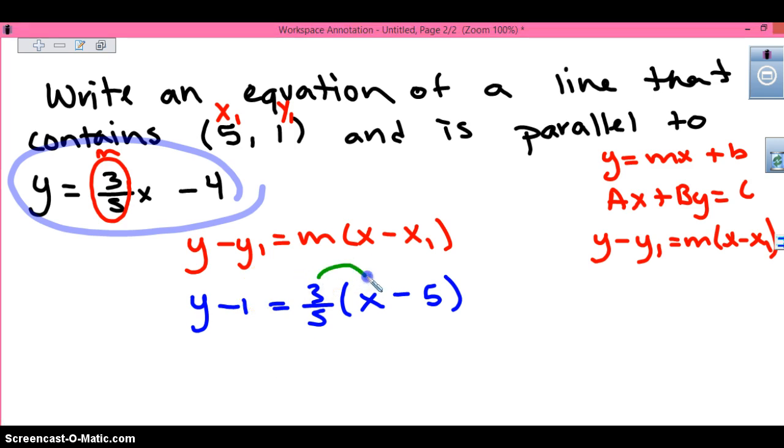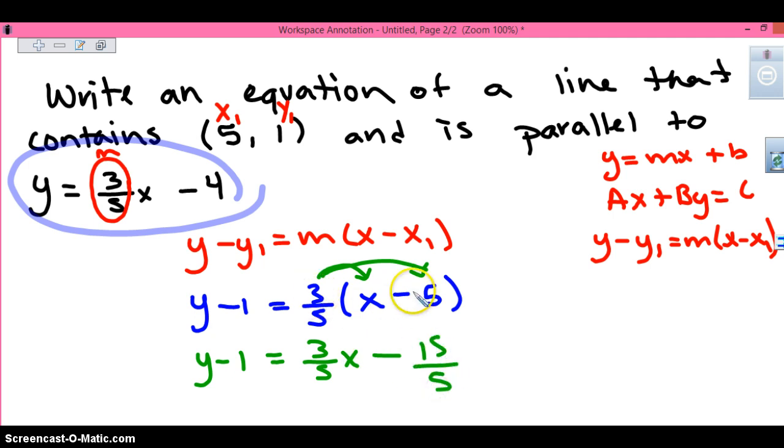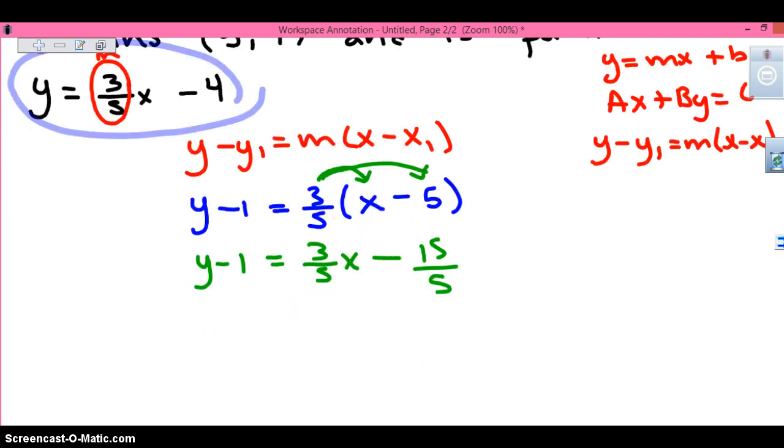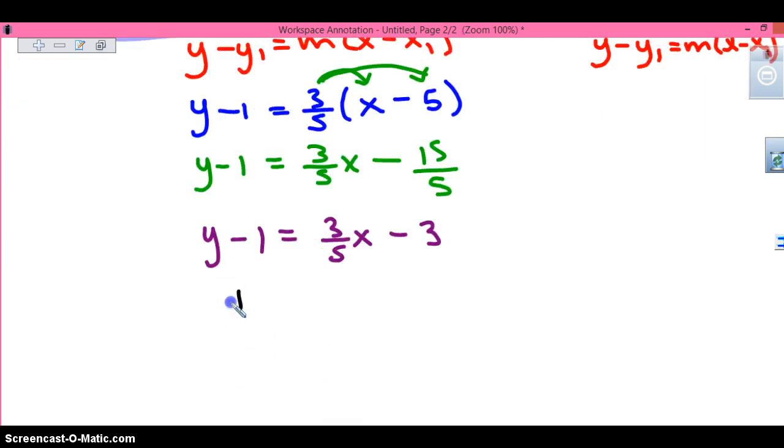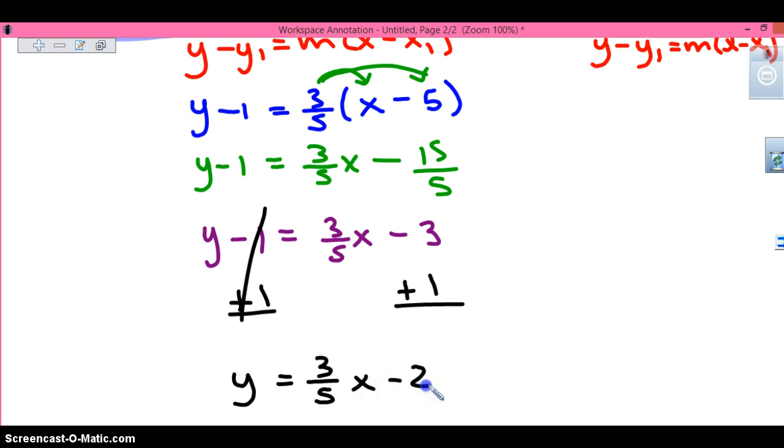That means we have to distribute the 3/5. Y minus 1 equals 3 over 5x minus 15 over 5. 3 times 5 is 15, our denominator. We're going to simplify. Y minus 1 equals 3 over 5x minus 3. To change this equation to slope-intercept form, we have to add 1. What you do to one side, you do to the other. Y equals 3 over 5x minus 2.